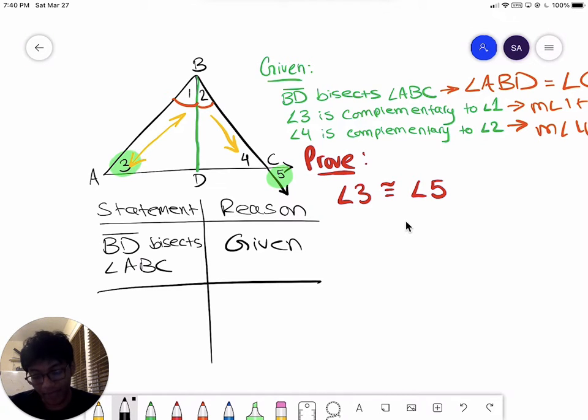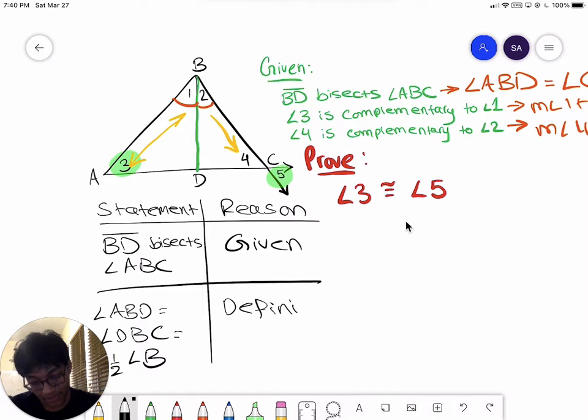Okay, well, if BD bisects ABC, what do I know? Well, I know that angle ABD is equal to angle DBC, and that's equal to half of the big angle, which is just angle B. And how do I know that? Well, that's the definition of an angle bisector. Remember, we learned about special segments and triangles? Well, that's where that comes in handy. This is the definition of an angle bisector.